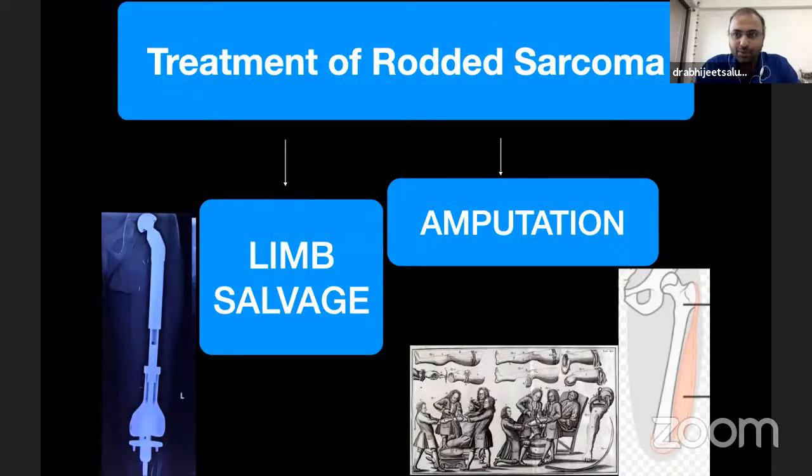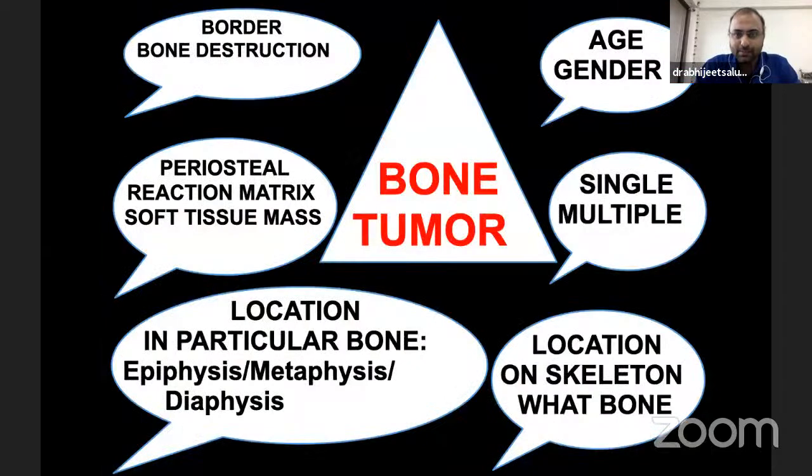Again, very bad prognosis. Patient survival is very low because of putting a nail or plate inside this patient. So what Rishi has said, we'll be describing the same things. We have a patient with a bone tumor, and we are getting his X-ray. We should know the age, the gender of the patient, single or multiple, location on the skeleton, which bone, which part of the bone, periosteal reaction, border, destruction.